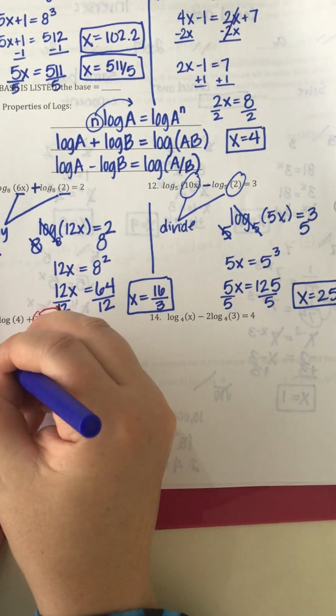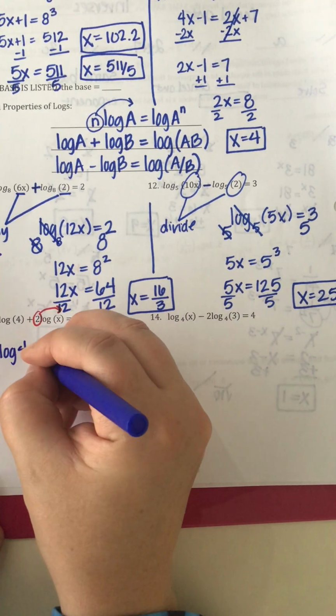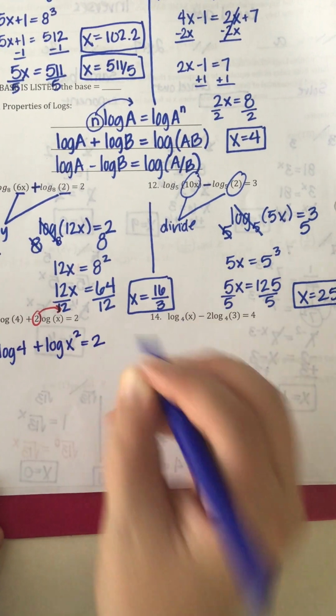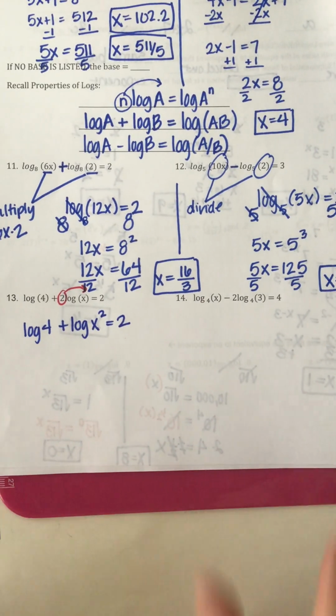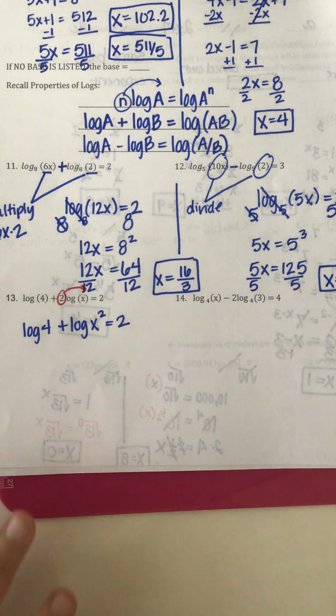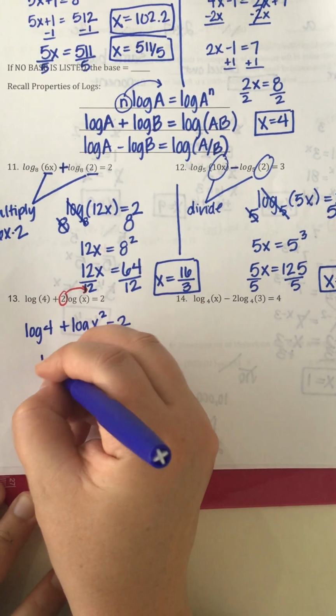Log 4 plus log x squared. Okay, from here, now that I've moved the 2, how can I combine those separate logs into one single log? Multiply. And what is 4 times x squared? 4x squared.